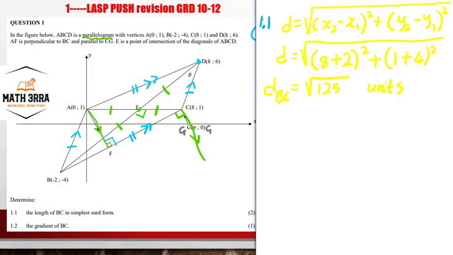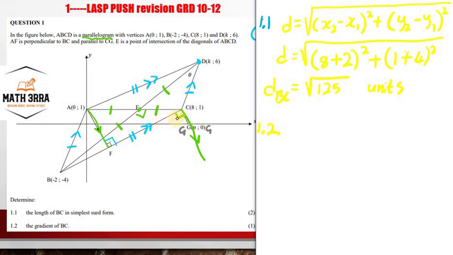We've answered everything we needed to do. So let's go ahead now and chop down 1.2 together. 1.2. What's happening in 1.2? They say now calculate the gradient of BC. So we were just now calculating the length of this very same line BC. Now we have to calculate the gradient of what? This line BC.